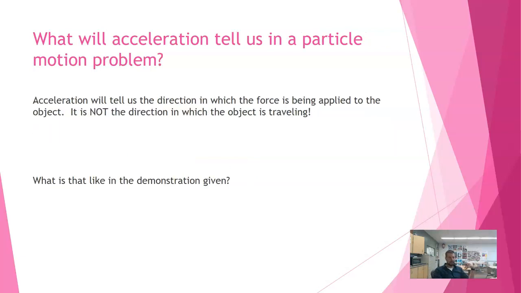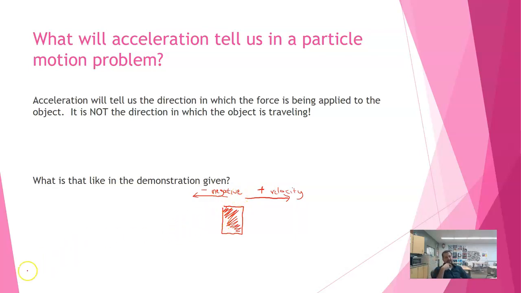Now, acceleration, and there's a demonstration that I use, and I'll explain it as best I can here. Acceleration tells us the direction in which the force is being applied to an object. It is never the direction in which the object is traveling. So say we had this block here, okay? If this block were moving to the right, we would say that it has a positive velocity, just due to the fact that it is moving to the right. And if it is moving to the left, then we would say that it has a negative velocity, solely based on the fact that it's moving to the left. And we talked about that before.